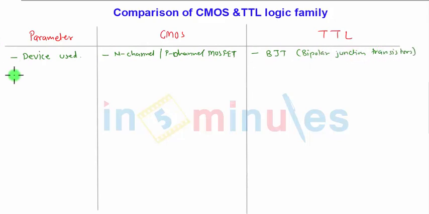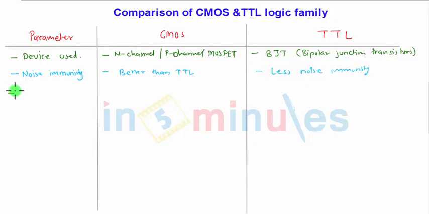My second point is based on the parameter of noise immunity. Noise immunity for CMOS is better than TTL, so you can write it down simply as: it is better than TTL, and TTL has less noise immunity.